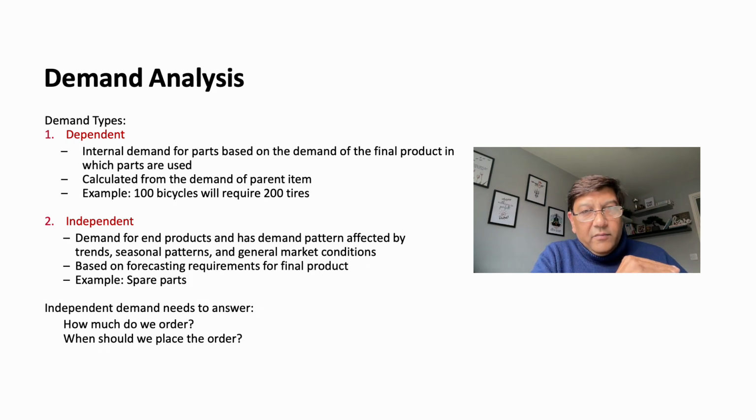Now the tire demand depends on the orders of the car. So when somebody puts an order to the car manufacturer, then the car manufacturer will require tires to manufacture that car. So in that case, the tire demand is dependent on the demand of the cars. If there is no demand for the cars, there will be no demand for the tires as well.